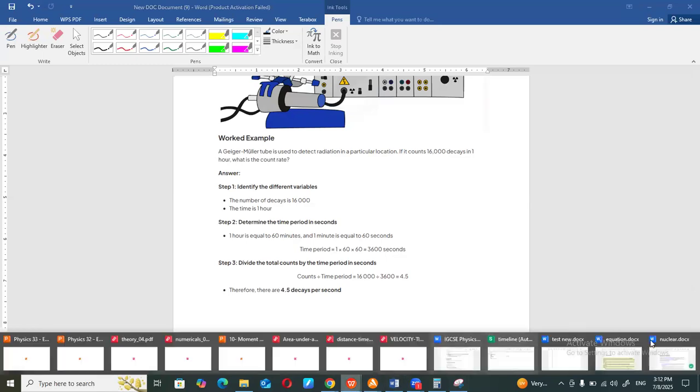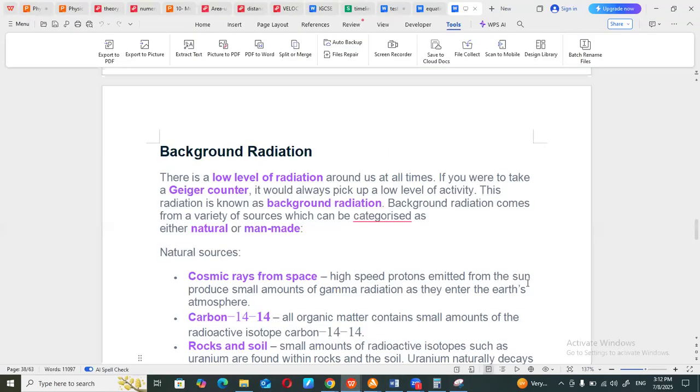Now, afterwards, we have another small topic. What is meant by background radiation? Background radiation is low level radiation which is always there, whether there are nuclear radiations or not. That is the reason that when you use this Geiger-Müller tube to measure the count rate, it will always provide you some count rate.